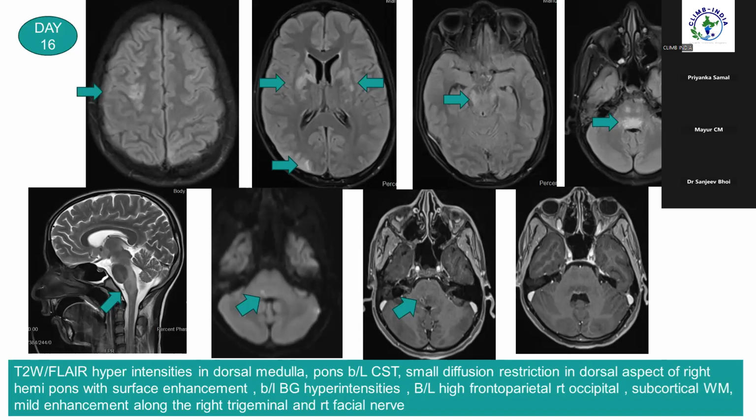We can see the hyperintensity of the bilateral dorsal pons slightly more on the right side as compared to the left side, and also we can see the enhancement. The lower panel shows the T1 contrast images, which show the enhancement of the right trigeminal and facial nerve, and this is the sagittal section showing the extent of the lesion starting from the midbrain, extending up to the lower pons and even up to the medulla.